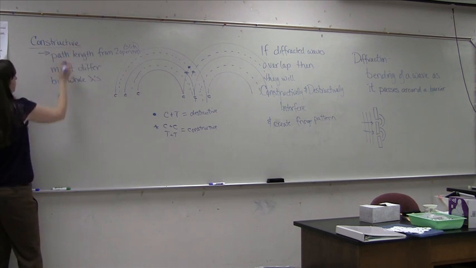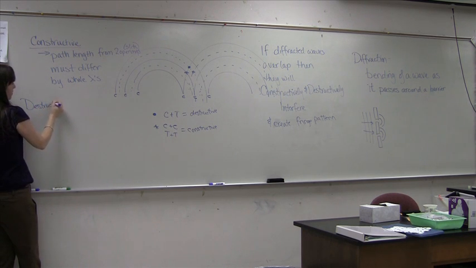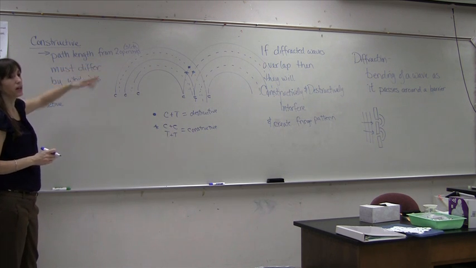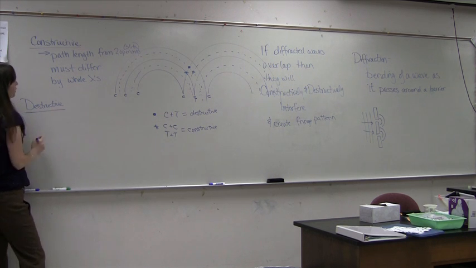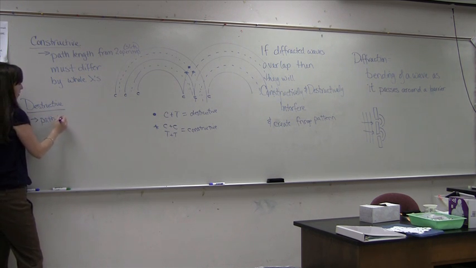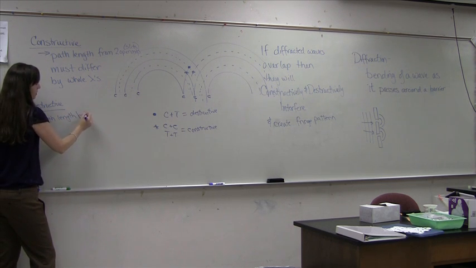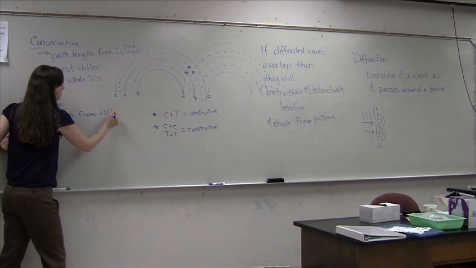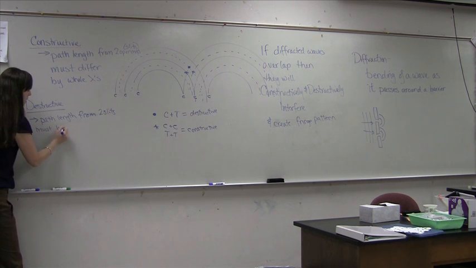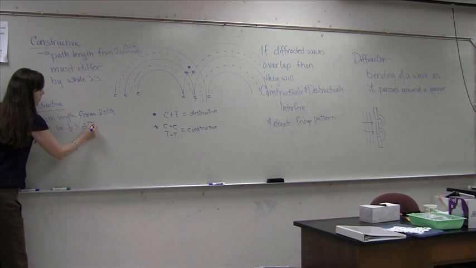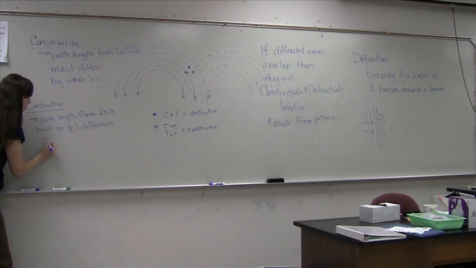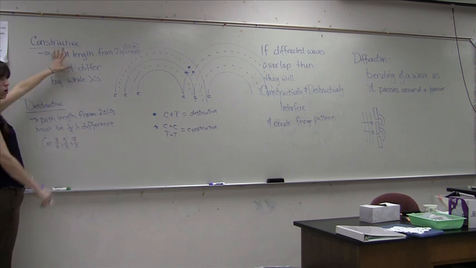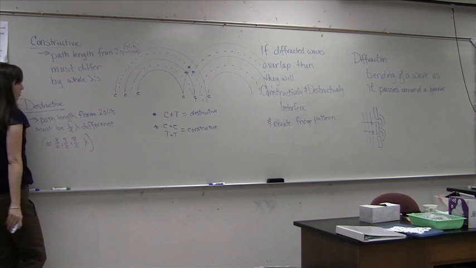Okay? For destructive, how much do they have to differ by? Half? Could I have 2 halves? No, because that becomes a whole wavelength, right? Could I have 3 halves? Yes. So for destructive interference, the path length from the 2 slits must be 1/2 wavelength difference, or 3 halves, 5 halves, 7 halves. We can't have an even number because that turns it into a whole, which turns it into constructive interference.